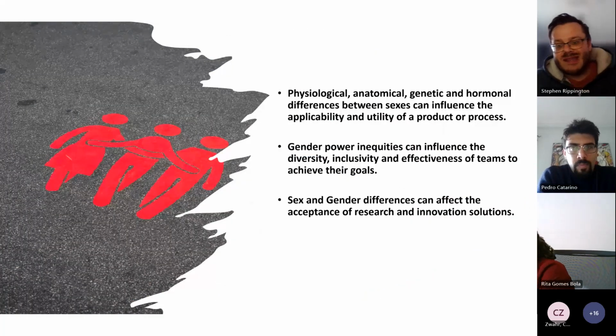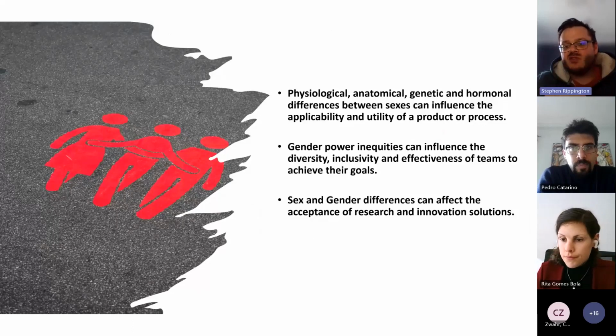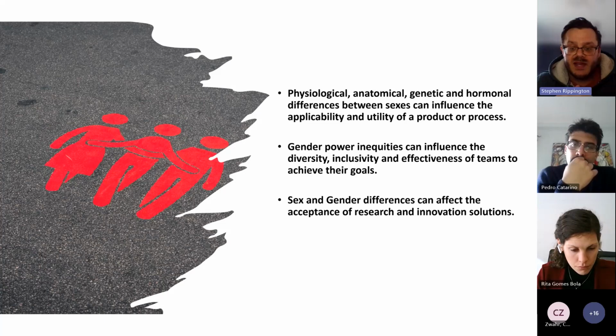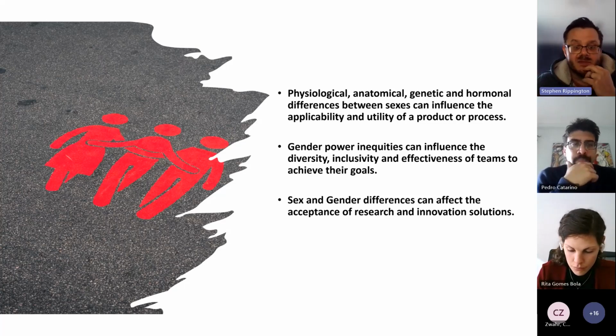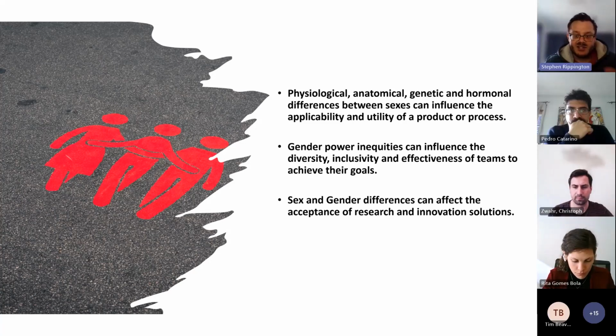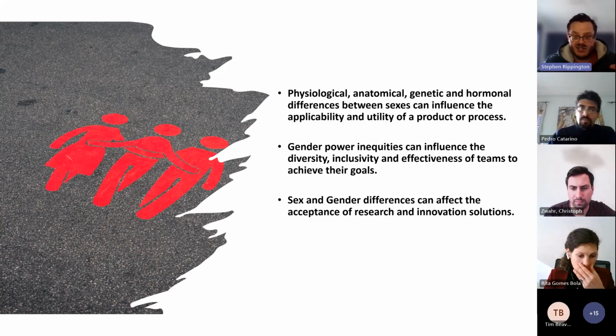Okay, so in summary, the sex and gender dimension cross-cuts all areas of research and innovation. The physiological, anatomical, genetic, and hormonal differences between the sexes can influence the applicability and utility of a product or process. Gender power inequities can influence the diversity, inclusivity, and effectiveness of teams to achieve their goals. And sex and gender differences can affect the acceptance of solutions and our customers' willingness to buy. So that's a kind of summary of the generic things that we need to consider in terms of sex and gender in research and innovation.